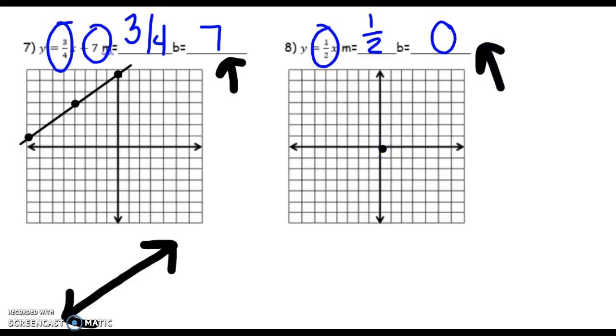I'm going to go up 1 to the right 2, up 1 to the right 2, up 1 to the right 2. Now remember, it is a positive slope, so I can continue to go down 1, left 2, down 1, left 2, if I want to continue to do this, and draw my line.